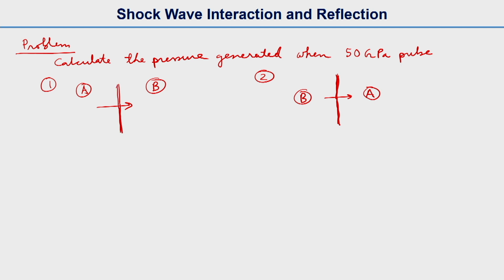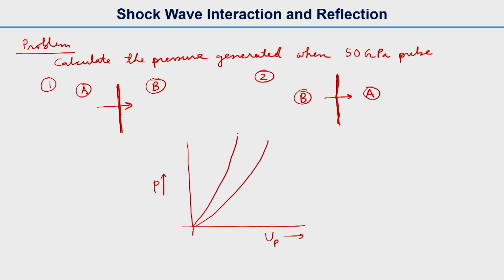This is the interface. So we can draw the PUP diagram, that is pressure particle velocity diagram, from experimental data. So what we can do is we can have these curves. Let's say this is curve A and this is curve B.